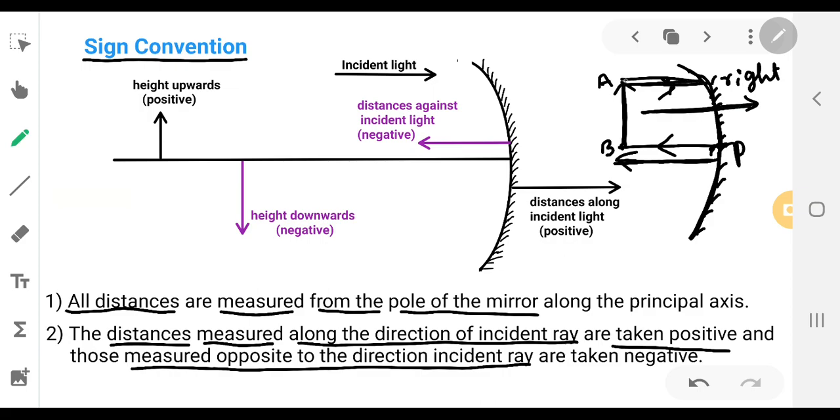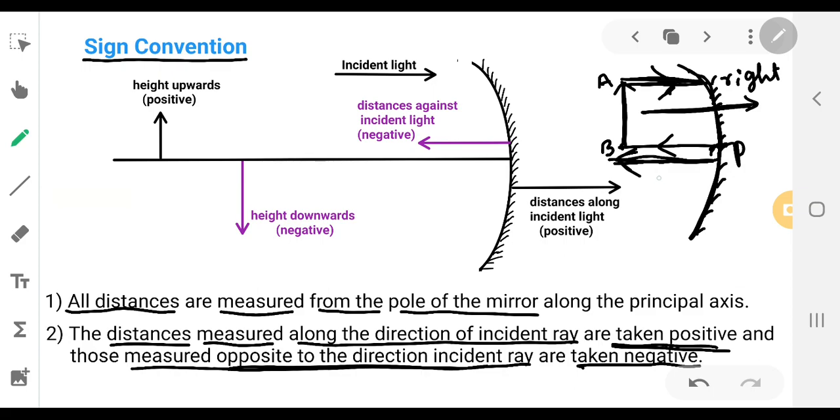Incident ray is towards right. So we are measuring opposite to the direction of the incident ray. So our measurement has to be taken opposite, which means our measurement has to be taken negative. If we are measuring opposite to the incident direction, then our measurement has to be taken negative.